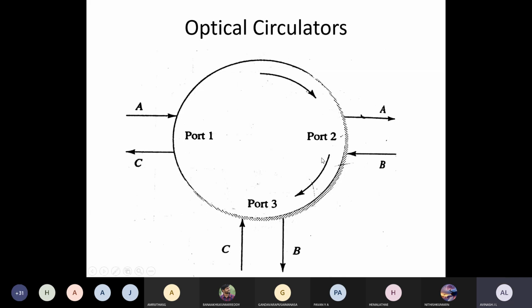Fine. So next we'll go to the optical circulators. Here in optical circulators, there will be 3 ports. Okay, there can be many ports, but for example, we have taken only 3 ports. So you can take this particular diagram, all of you. So now here port 1, port 2, port 3.